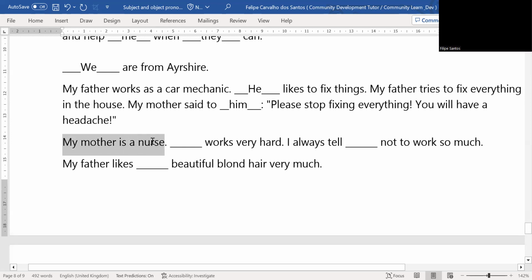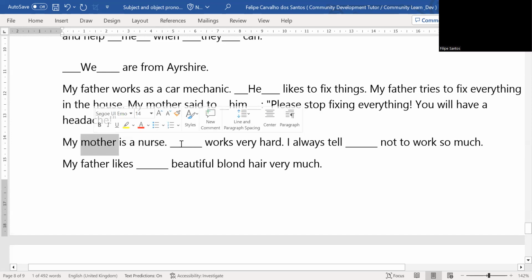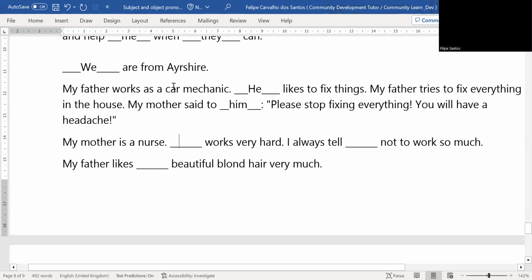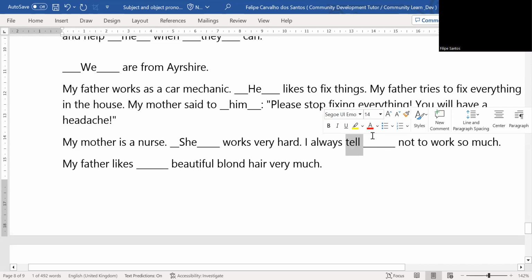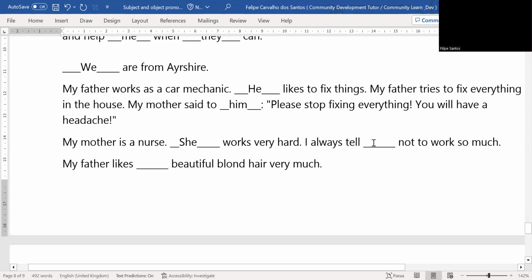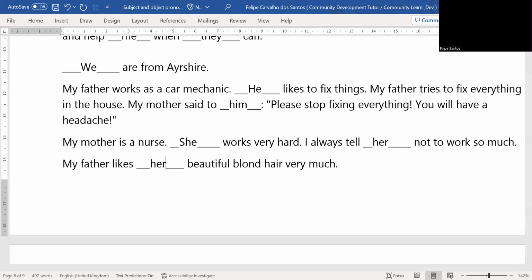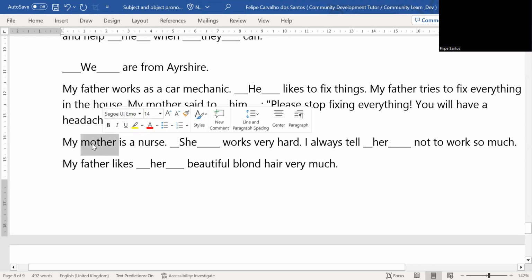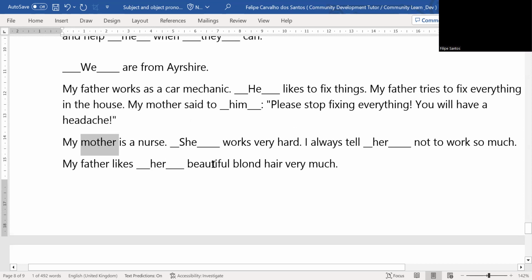My mother is a nurse. So we're talking about mother. So what do we write here? Subject. She works very hard. I always tell, so verb, after the verb, what goes after the verb? So we're talking about the mother. I always tell her not to work so much. My father likes her beautiful blonde hair very much. So my father likes my mother's hair. So her beautiful hair, okay?